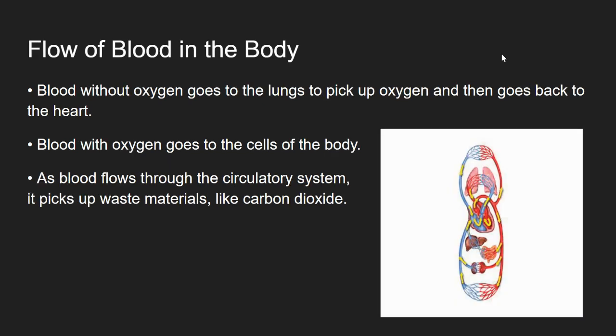Blood without oxygen goes to the lungs to pick up oxygen and then goes back to the heart. Blood with oxygen goes to the cells of the body, and as blood flows through the circulatory system, it picks up waste materials like carbon dioxide.